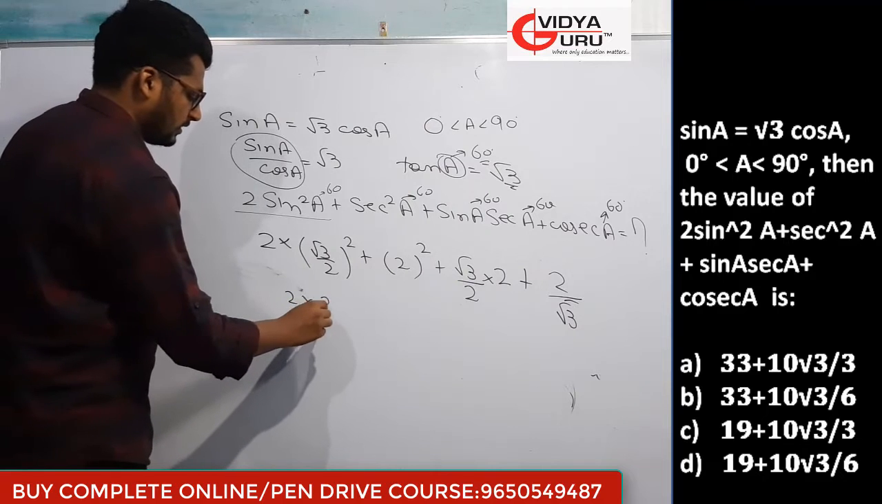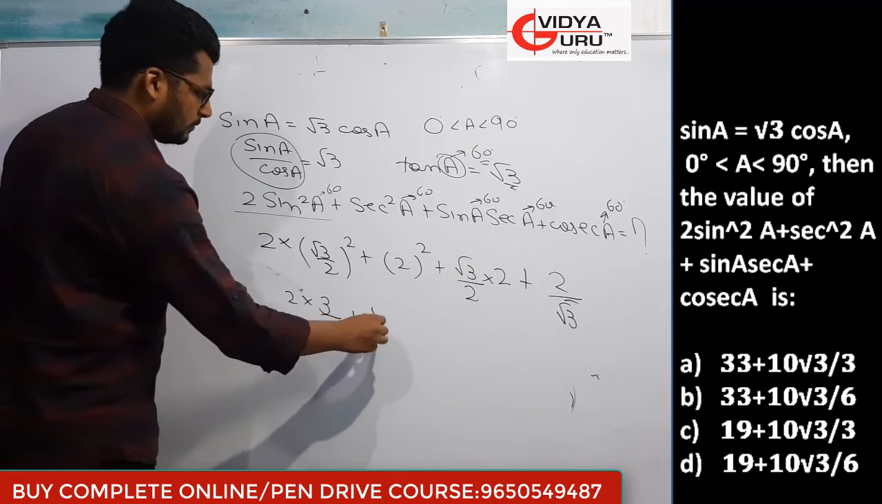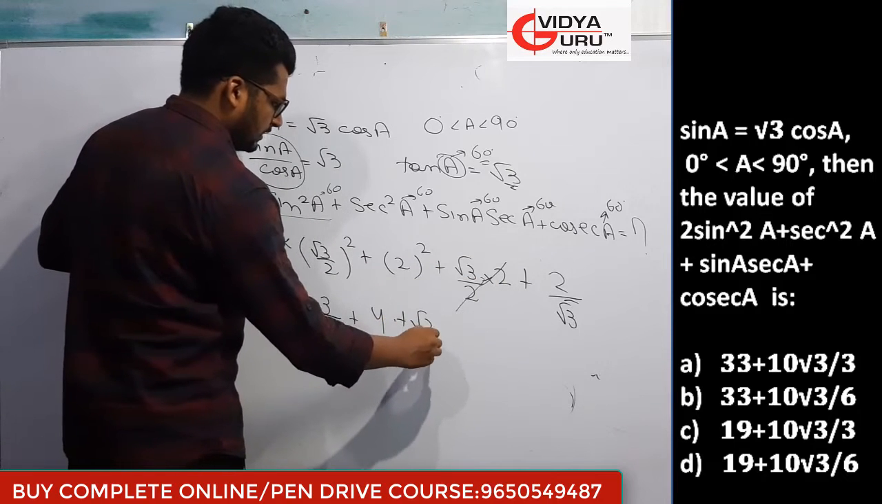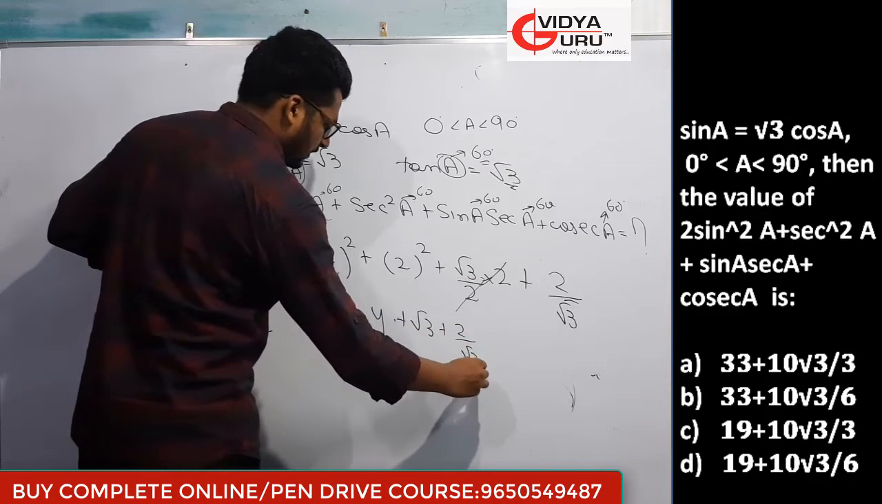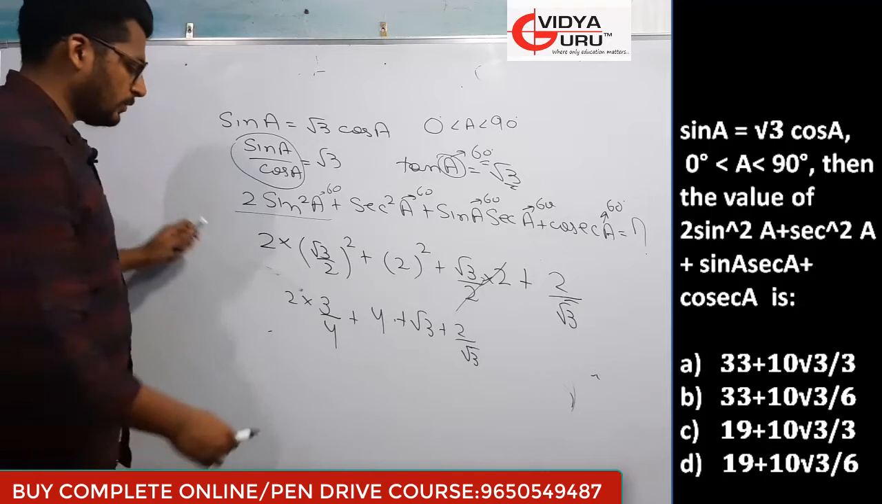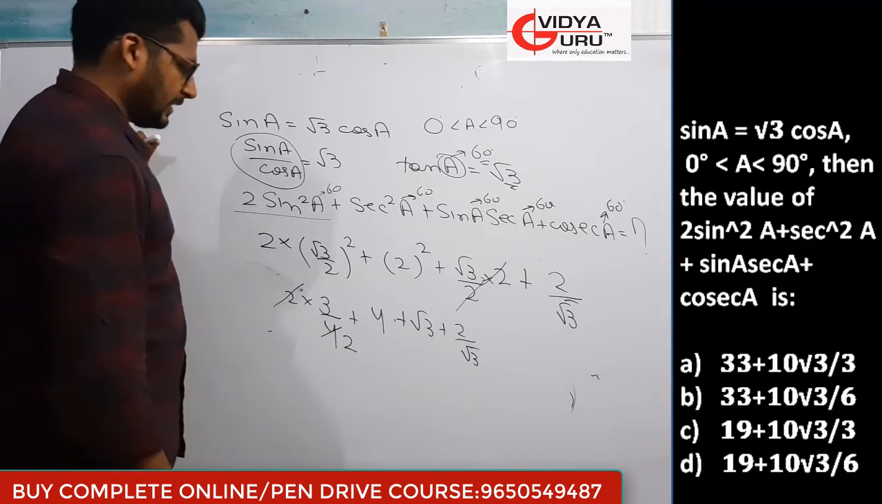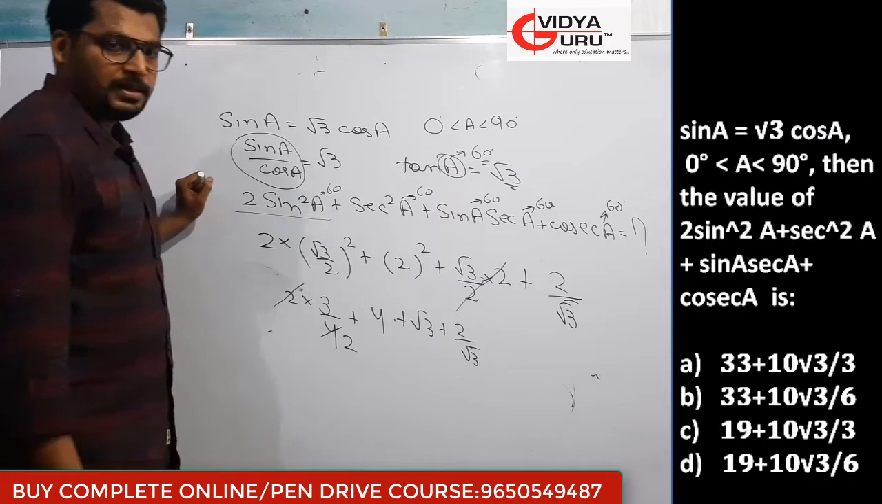So it will form 3 by 4 plus 4, and in the denominator this 2 will be cancelled out, root 3 plus 2 by root 3. 2 by root 3, 2 times is 4. If I take the LCM here, what will be the LCM?